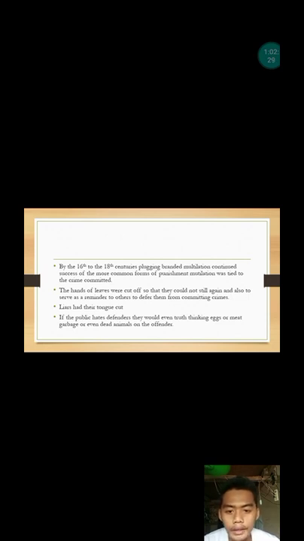Liars had their tongues cut. If the public hated the offenders, they would even throw eggs, meat, garbage, or even dead animals at the offender.